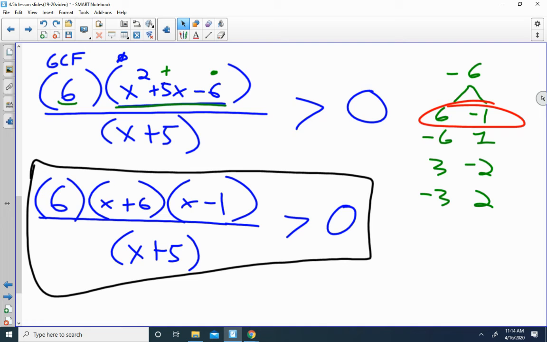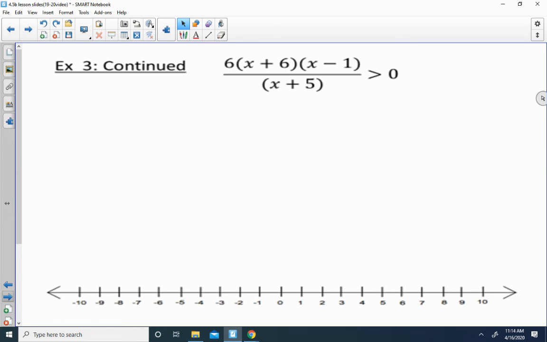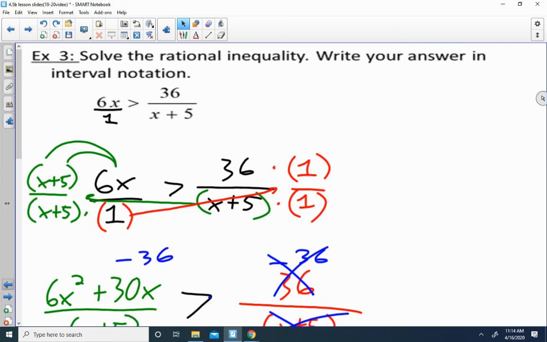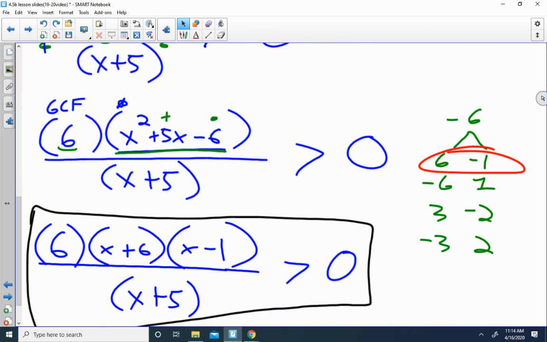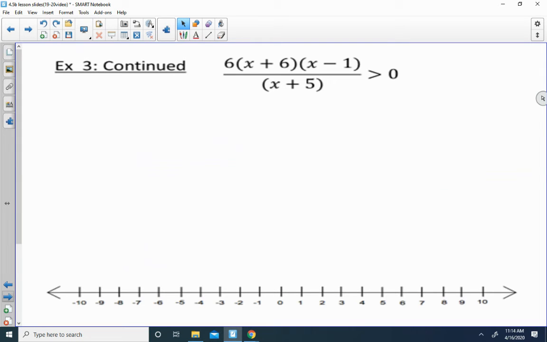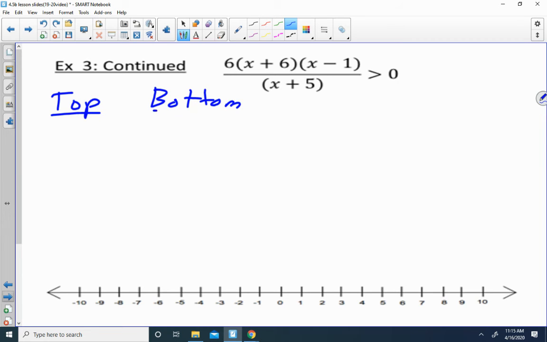And let's go to the next slide. That's exactly what we're supposed to get: 6, x plus 6, x minus 1, all over x plus 5, greater than 0. All right, now let's get down to business. It's our last example of doing our normal procedure of taking the top and the bottom and setting them equal to 0. So for the top, looks like you got 3 parts. You have to set the 6 equal to 0, the x plus 6 equal to 0, and the x minus 1 equal to 0.